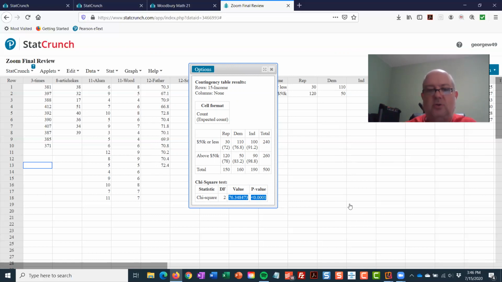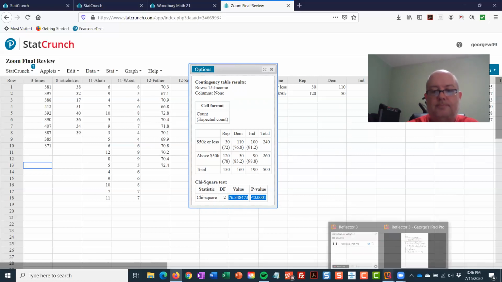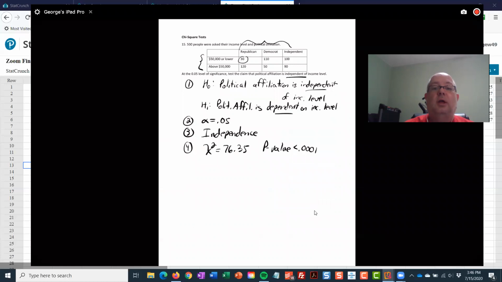So back to the worksheet. The test statistic chi-square is 76.35, and the p-value less than 0.0001. Because the p-value is so low, again, basically 0, it's lower than 0.05. That means that we can reject H0. And that means that there is sufficient evidence to support what H1 says. So again, it's not the wording in the problem, it's the wording in H1.